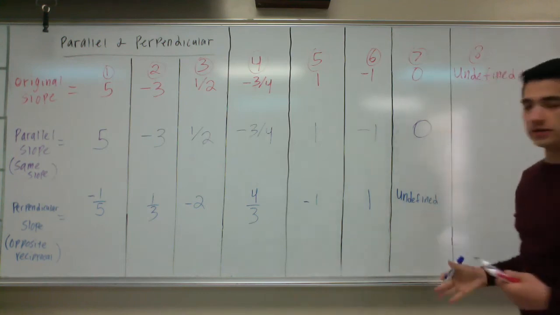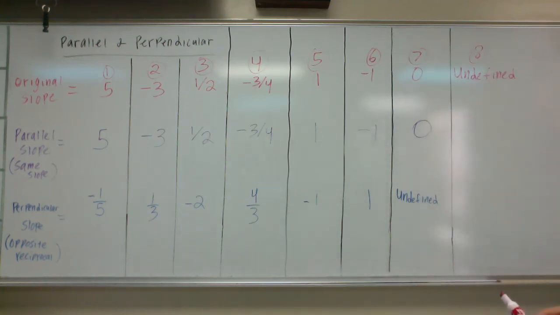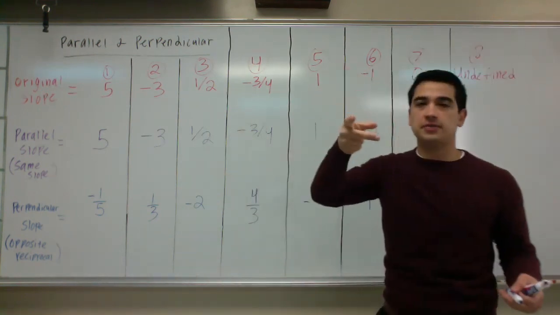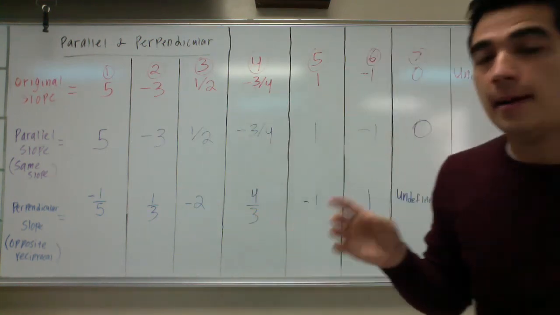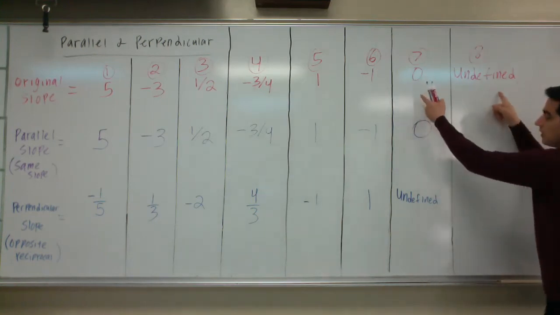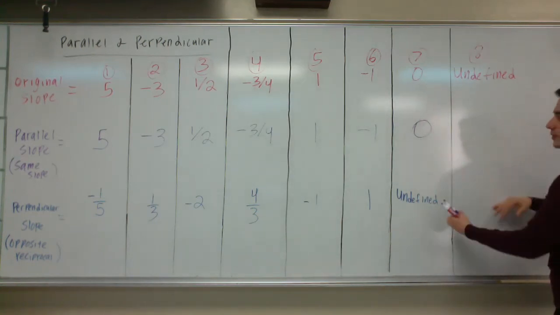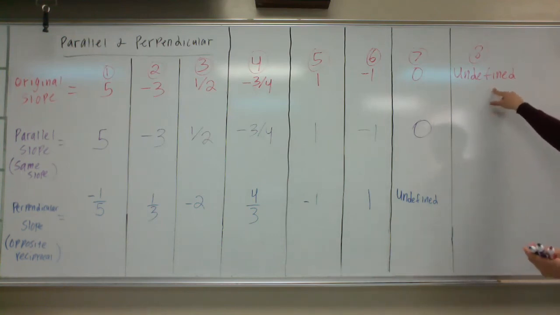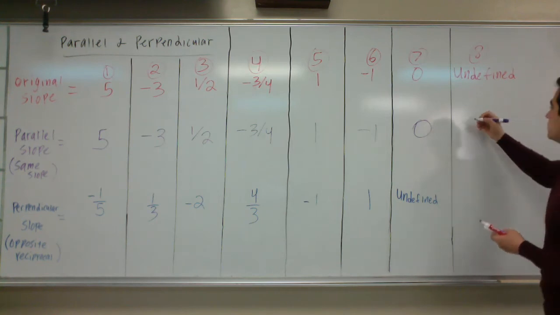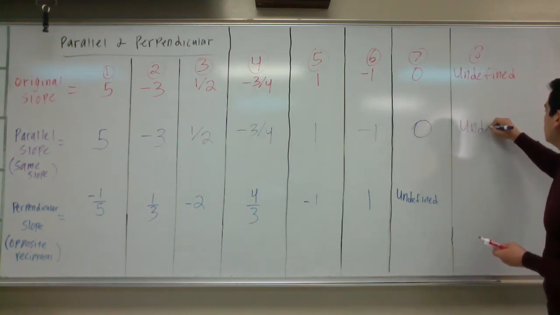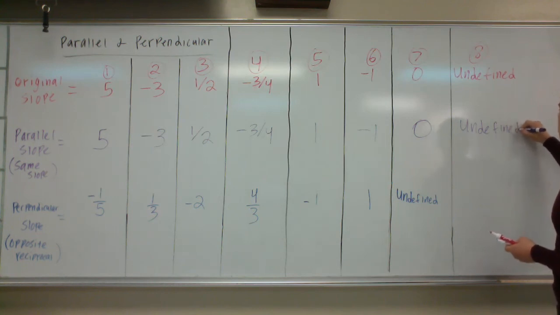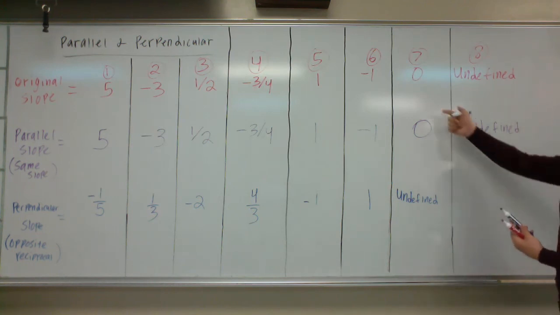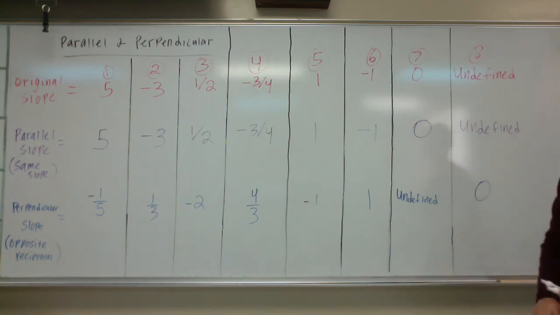These are just one of those special cases you have to remember. All the rest of them you flip, change the sign, opposite reciprocal, right? But when you have 0 and undefined, their parallel and perpendiculars are each other. So when my original slope is undefined, parallel, obviously, is still going to be undefined. And then my perpendicular, again, y'all can guess it, is going to be 0. That's really all there is to it.